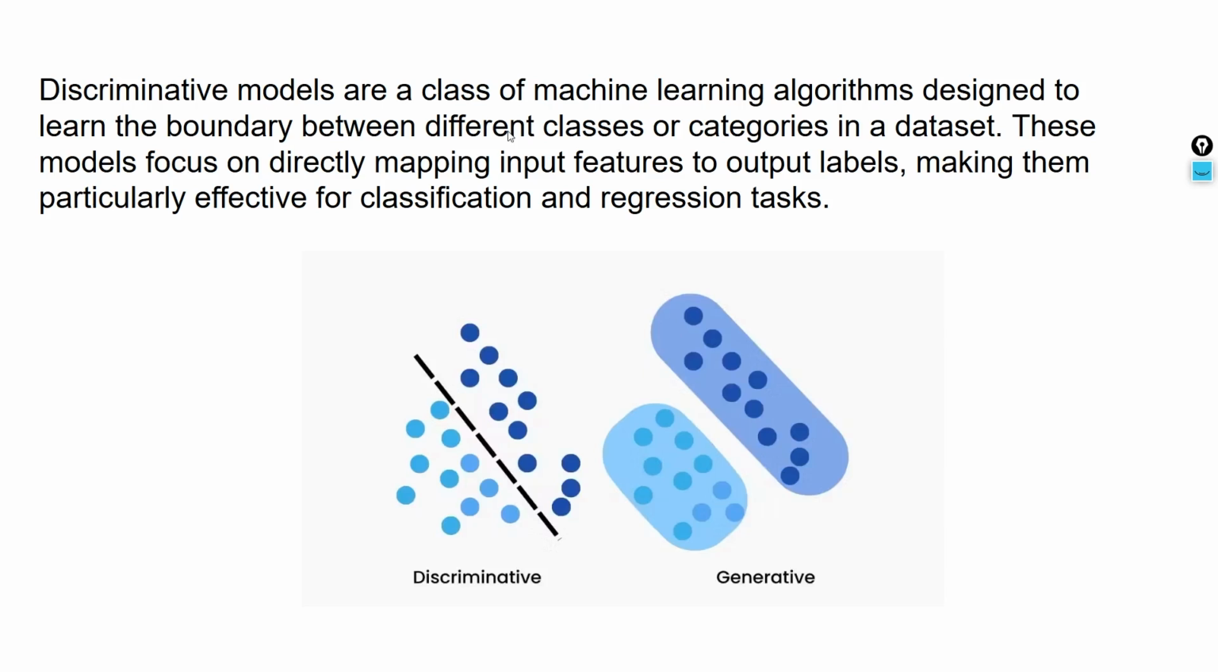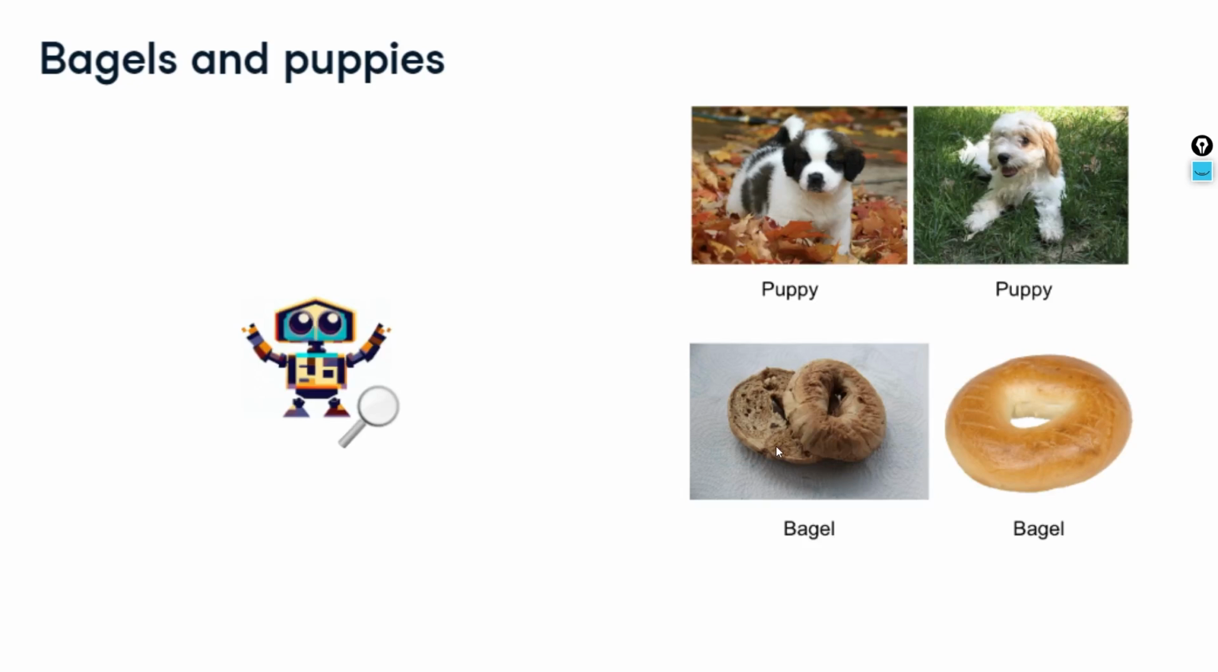Discriminative models are a class of machine learning algorithms designed to learn the boundaries between the different classes or categories in the given data set. These models focus on directly mapping input features to the output labels, making them particularly effective for classification and regression tasks. So this is all about the discriminative. Generative is basically where we have the data, and the model which has been trained will be able to generate new content. This is the difference between the discriminative and the generative model.